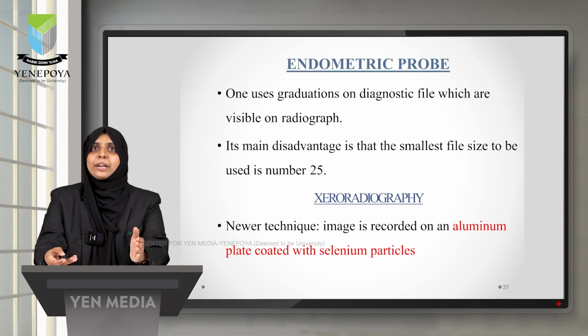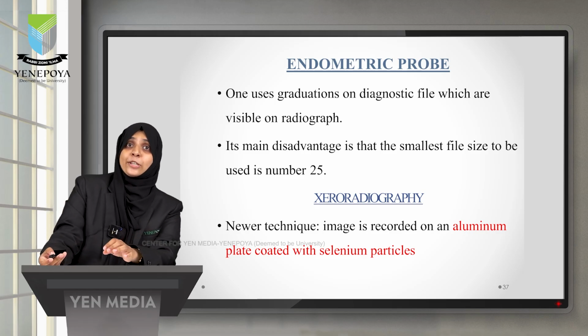Then coming to the endometric probe, here in this method the diagnostic file itself has graduations. So you place the file into the canal and take a radiograph. On the radiograph you can see the various graduations on the file. But the disadvantage of this one is that we require a larger size file to determine the working length.